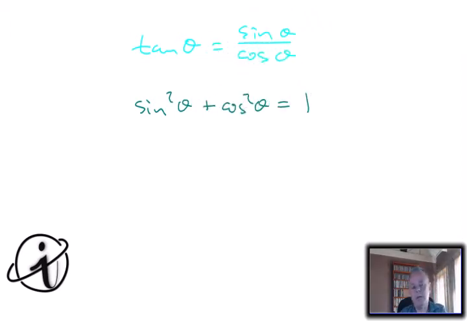Now you are supposed to know how to get there. You are supposed to prove these two identities. And we will look at that in a separate lesson as well. How do you actually prove that tan is equal to sine over cos, and how do you prove that sine squared plus cos squared is equal to 1? For now, just bear in mind that those are the two fundamental identities.